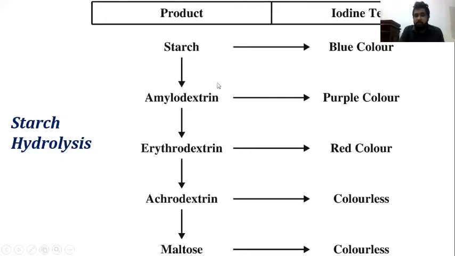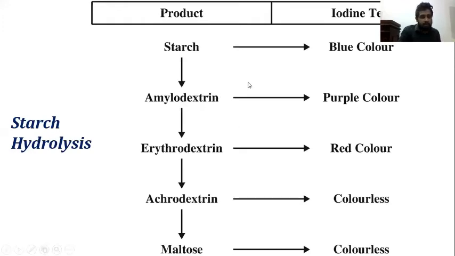For example, amylodextrin will give a purple color, but erythrodextrin will give a red color for the iodine test. Acrodextrin will not give any color in the iodine test. So there will be a series of products, as I mentioned earlier, in this starch hydrolysis, and the final product will be glucose.